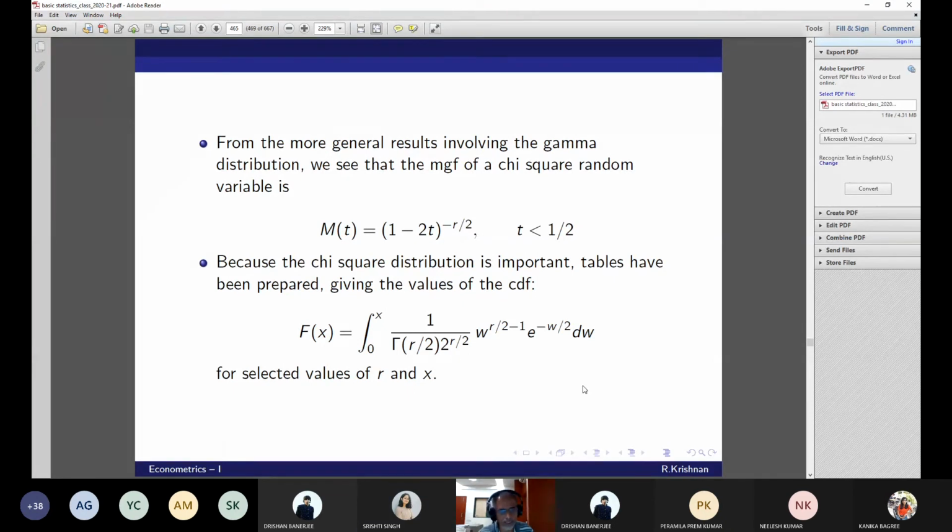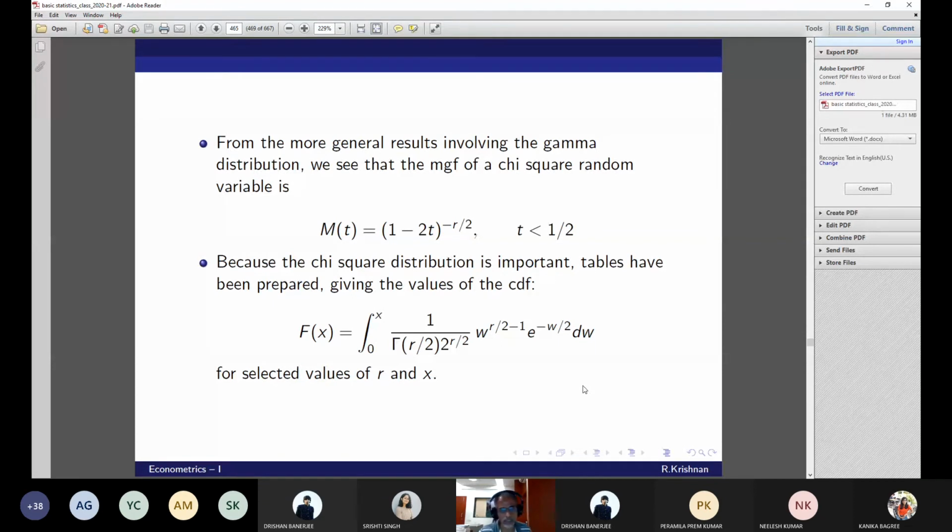From the more general results involving the gamma distribution, we see that the MGF of a chi-square random variable is this. I have derived it only from the gamma distribution. If somebody needs the proof in detail, I have written it in pencil. Suppose I take a scanned copy and send it to you, is it okay? Yes, sir. I hope it is readable, because there are two other results that I have written in pencil, but no time to type them in.